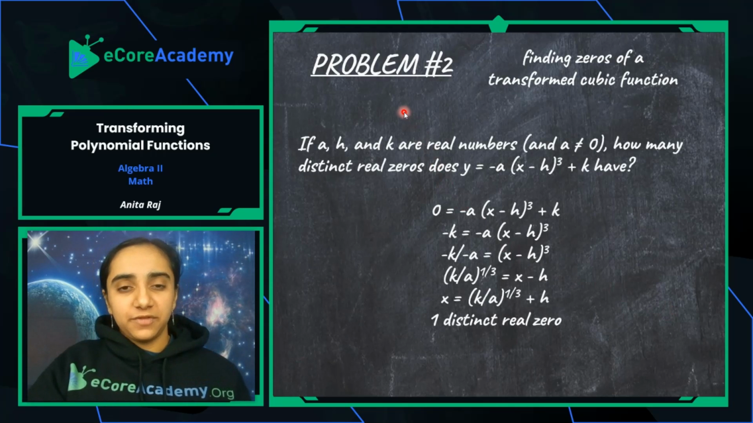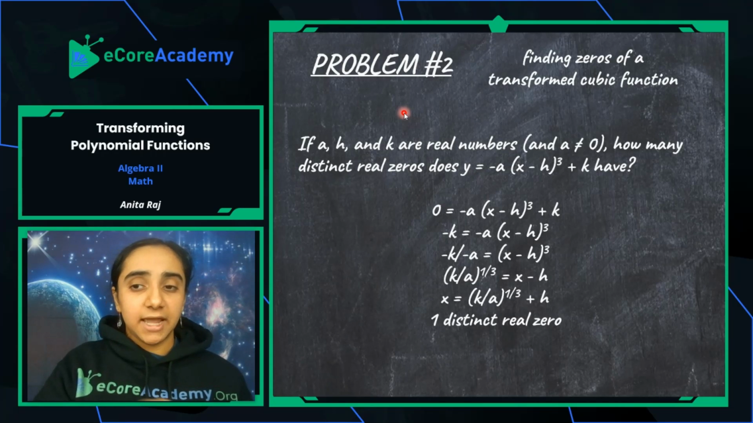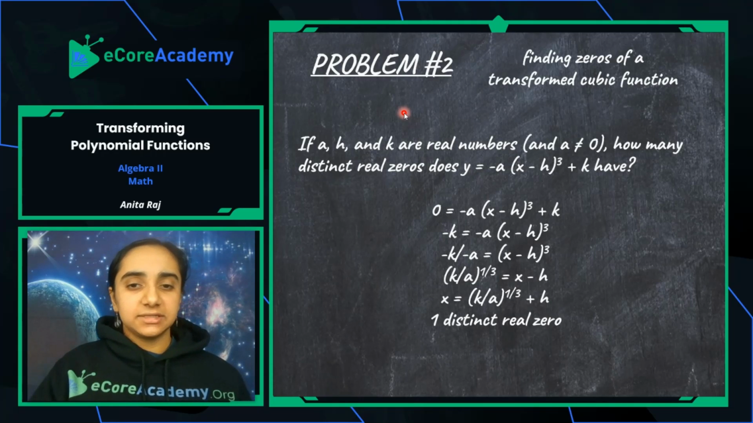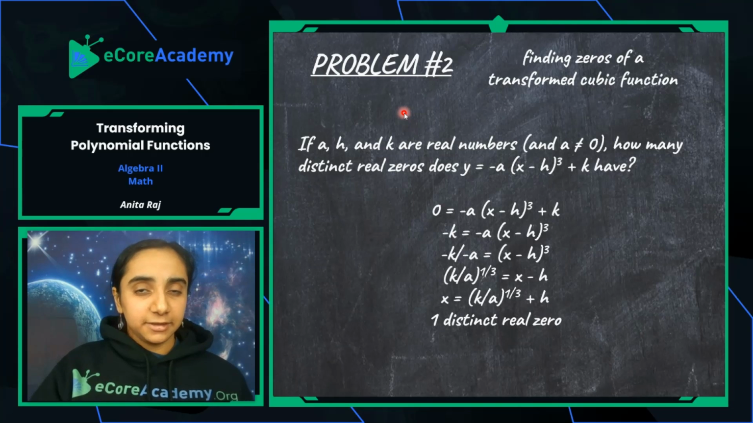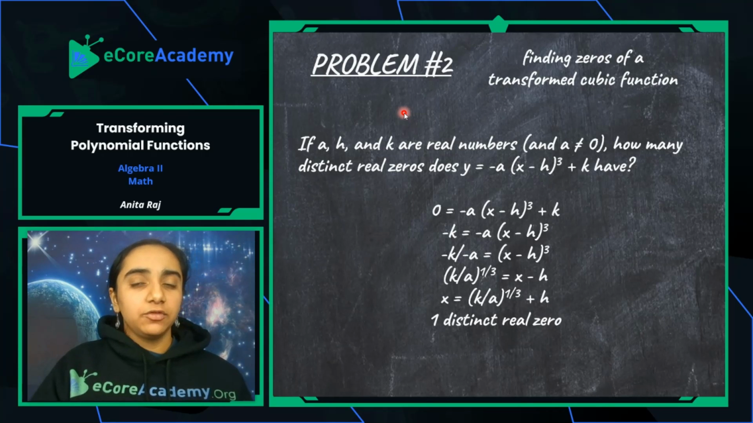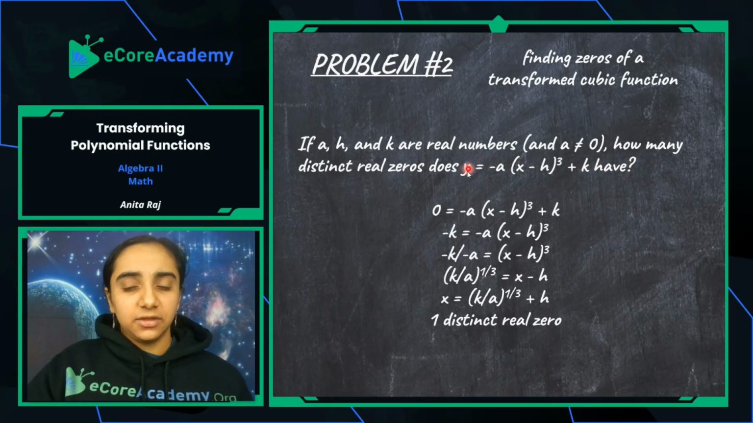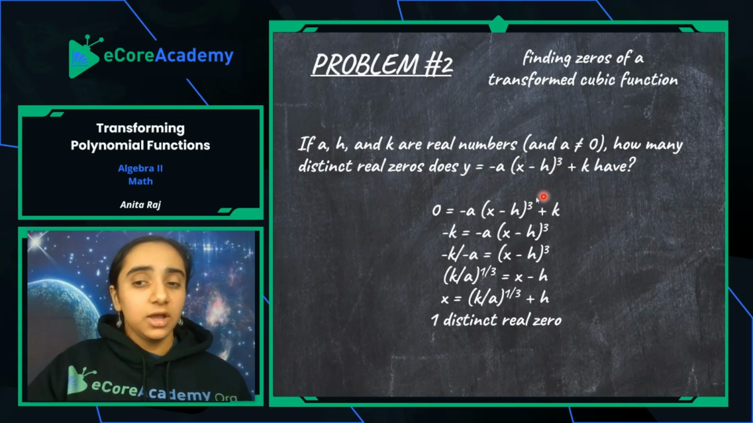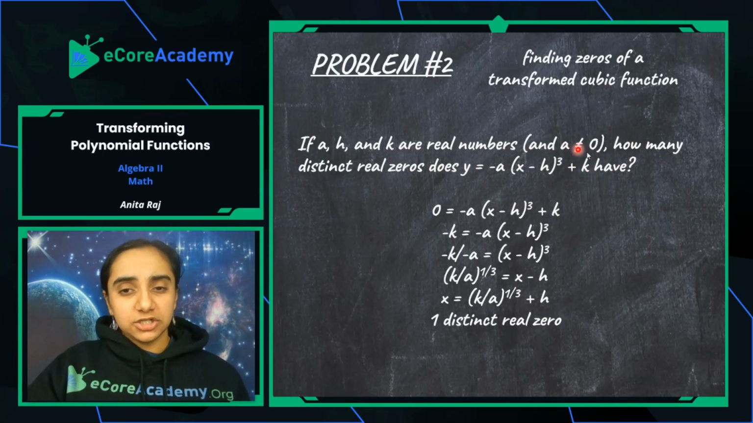So we're given the problem: if a, h, and k are real numbers and a does not equal 0, so a is some value, how many distinct real zeros does y equals negative a times (x minus h) cubed plus k have? If you recognize vertex form for a parabola, you can almost think of this as the equation for the transformation of a cubic function. Just because you see a cube here, it looks a lot like vertex form, except we have a cube instead of a square. So if we have this equation right here, how many real zeros does this have?